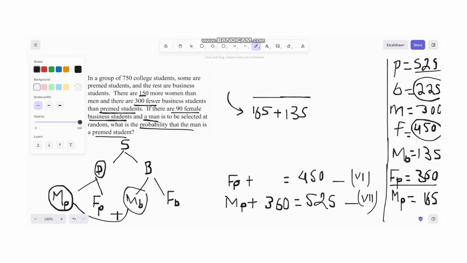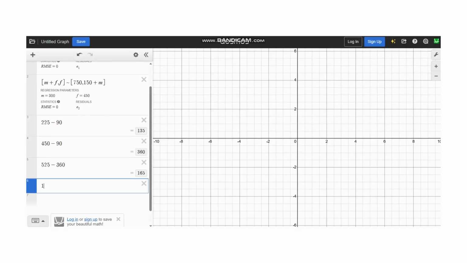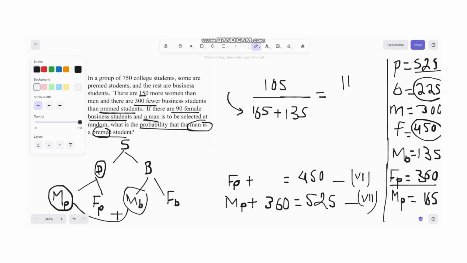And what we have to select, that a man is a prim student. So prim man, the number of prim men is 165. Let's solve this using Desmos. 165 upon 165 plus 135. Click this button. 11 by 20, and that is our answer.